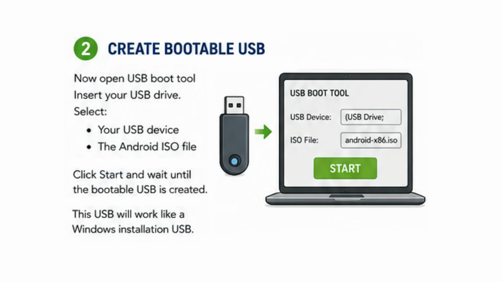2. Create bootable USB. Now open the USB boot tool. Insert your USB drive. Select your USB device and the Android ISO file. Click Start and wait until the bootable USB is created. This USB will work like a Windows installation USB.